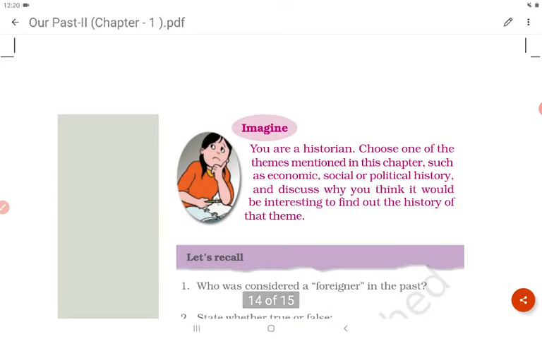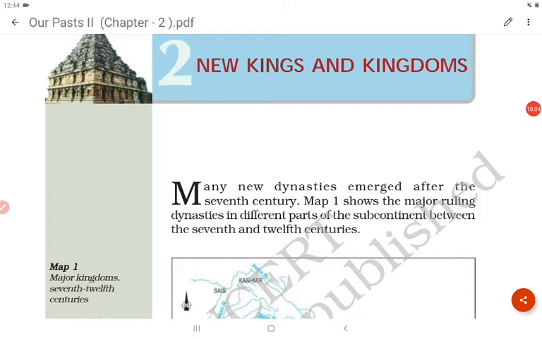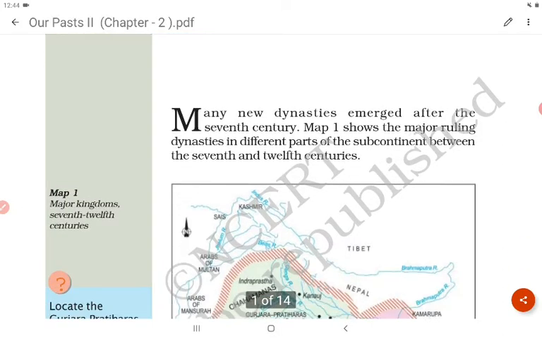So that's all for chapter number 1. Let's start chapter number 2, New Kings and Kingdoms.